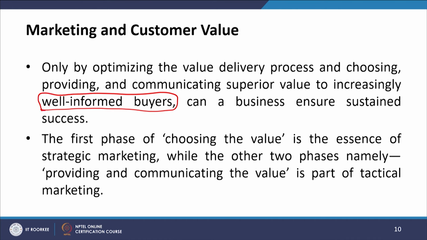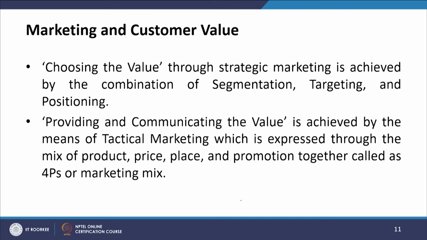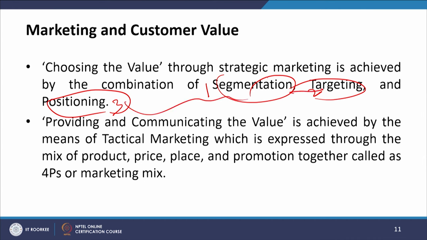The first phase of choosing the value is the essence of strategic marketing, while the other two phases, namely providing and communicating value, are part of tactical marketing. So, this is strategic marketing and these two are tactical marketing. Choosing the value through strategic marketing is achieved by the combination of segmentation, targeting, and positioning. So, these three things form the part of strategic marketing.